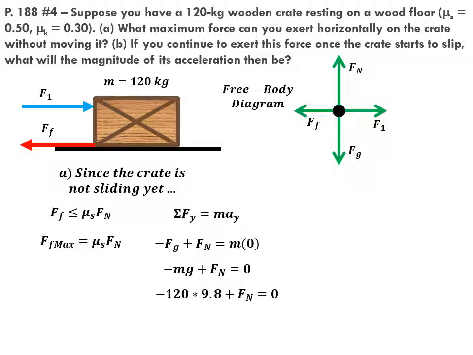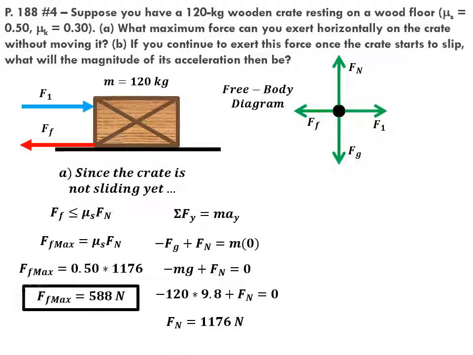So we go ahead and plug in mass times gravity. That's 120 times 9.8. And we get 1176 newtons, and we go ahead and take that to the other side, so that gives us normal force. Now we could take that normal force and plug it in, and we get 0.5 times 1176. Now 0.5 is because that's our coefficient of static friction, so not the 0.3 but the 0.5. Multiply that by 1176, and we get that the force of friction is going to be 588 newtons.